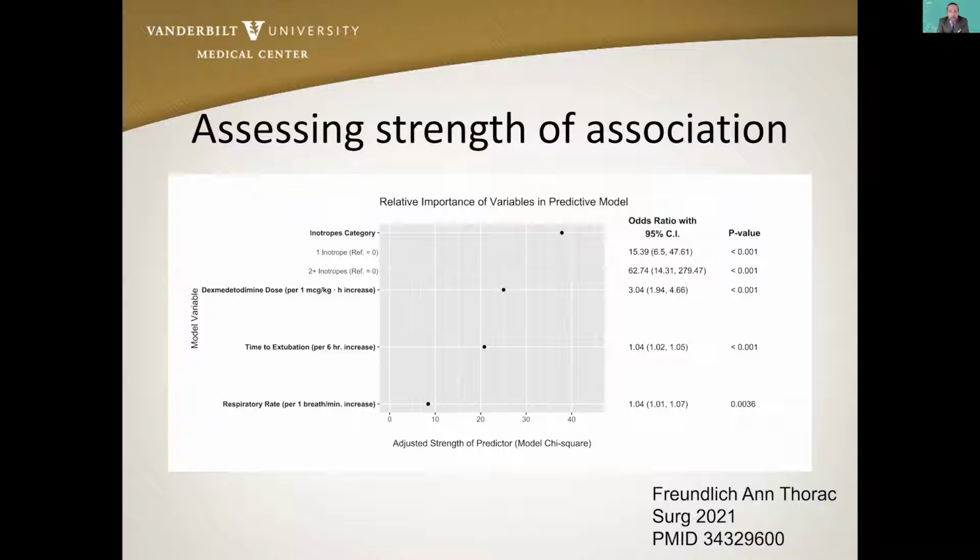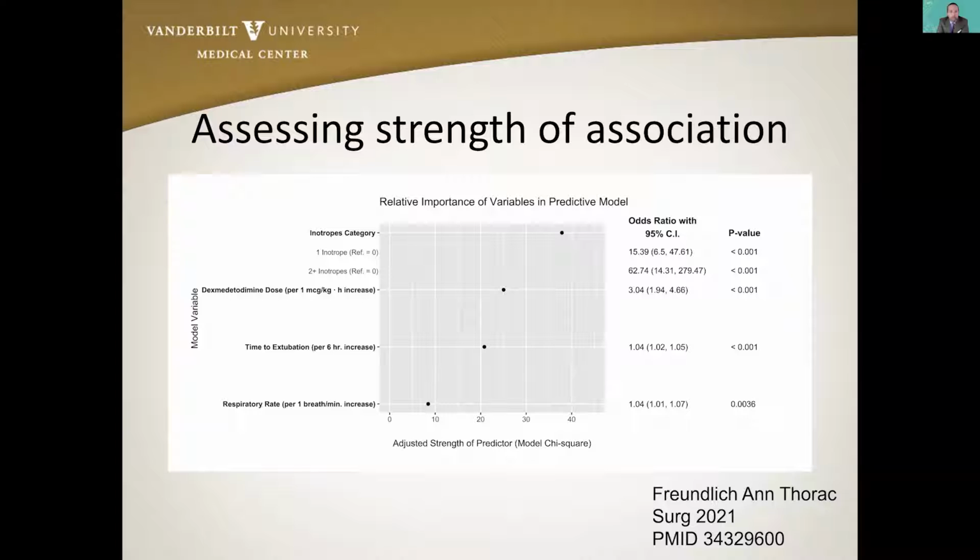So you can see that inotropes as a categorical variable had the strongest strength of prediction. And you'll see over on the right, the odds ratios just highlight that's a very large odds ratio. So 1 inotrope at the time of extubation meant that you were 15 times as likely to get reintubated. 2 or more was 62 times the odds. So really, really large odds ratio there.